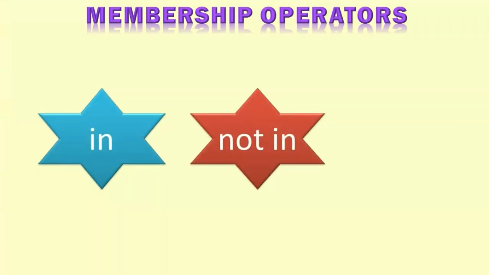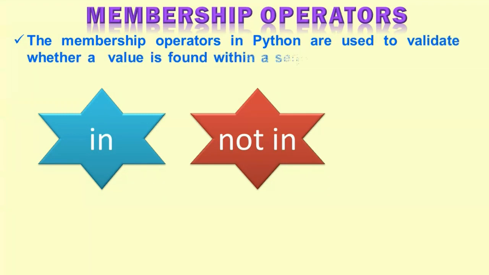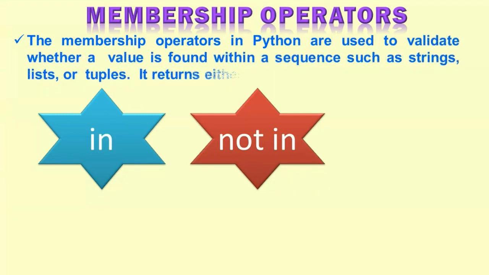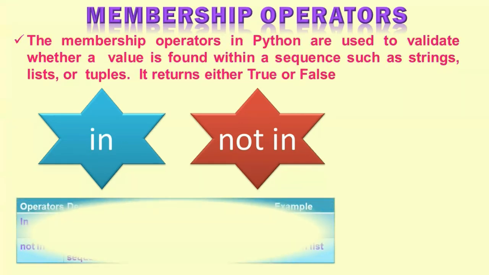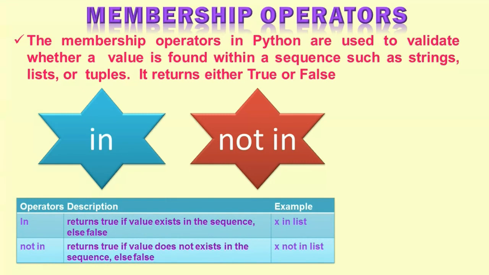Membership operators. We have in and not in. There are two membership operators. The membership operators in Python are used to validate whether a value is found within a sequence such as strings, lists or tuples. It returns either true or false. Here we can see in returns true if the value exists in the sequence, else false. Not in returns true if the value does not exist in the sequence, else it will return false.